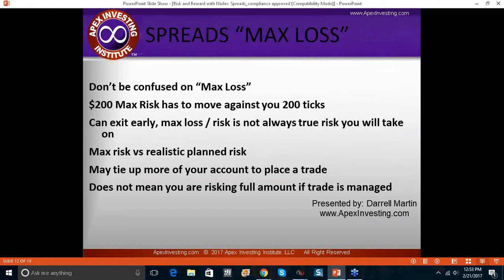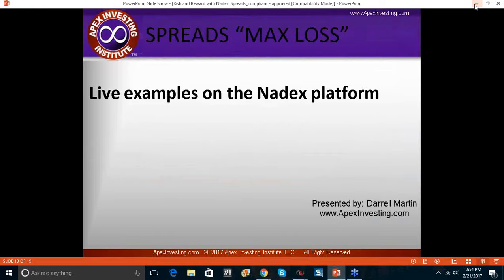But you can exit early. The number that's there under max loss is the amount of money that you have to put up out of your account to enter the trade. That max loss or max risk amount is not always your true risk. It's a matter of max risk versus planned risk and managed risk. Just because you might be tying up a little more out of your account does not mean it's all or nothing at expiration, if you are managing the trade.